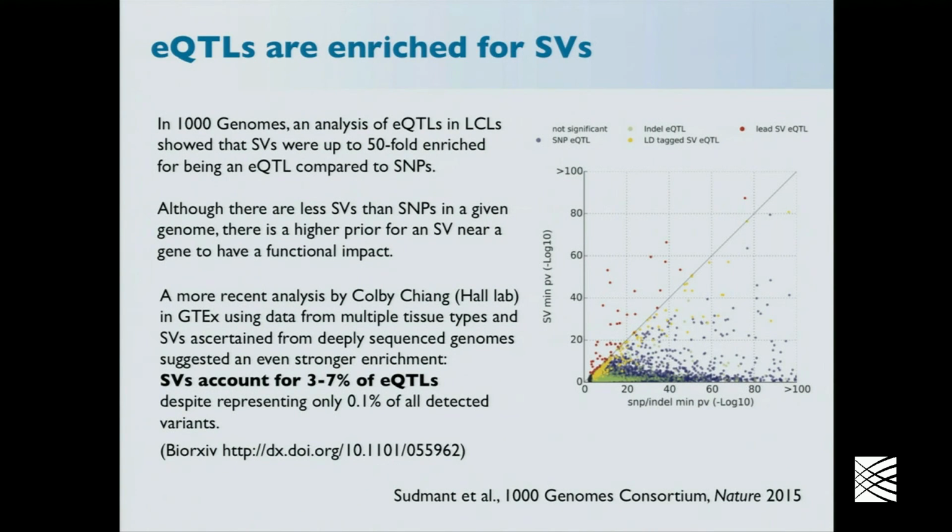And we asked for all the eQTLs we could find in the GEUVADIS data, which use lymphoblastoid cell lines, were those eQTLs more likely to be driven by a SNP, more likely to be driven by some sort of structural variation, or there were two candidates and it was hard to tell? So this is looking at both the strength of the association and just whether or not there's a structural variation in the neighborhood. And what was found in the 1,000 Genomes was that SVs were probably something like 50-fold enriched for eQTLs over SNPs. They're much more rare, but sort of variant for variant, they're more likely to contribute to phenotype.